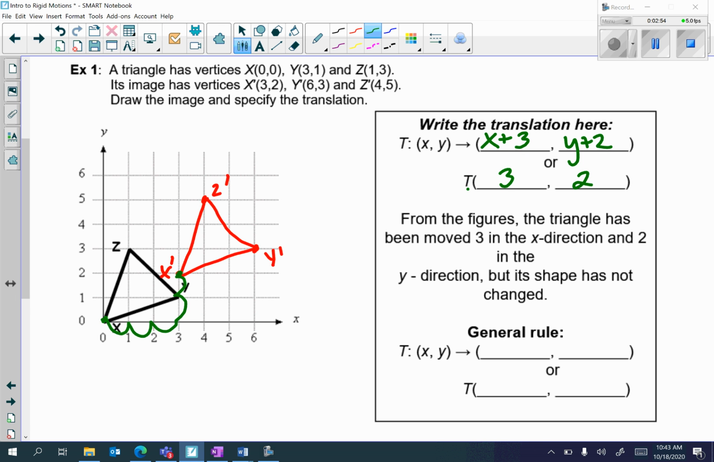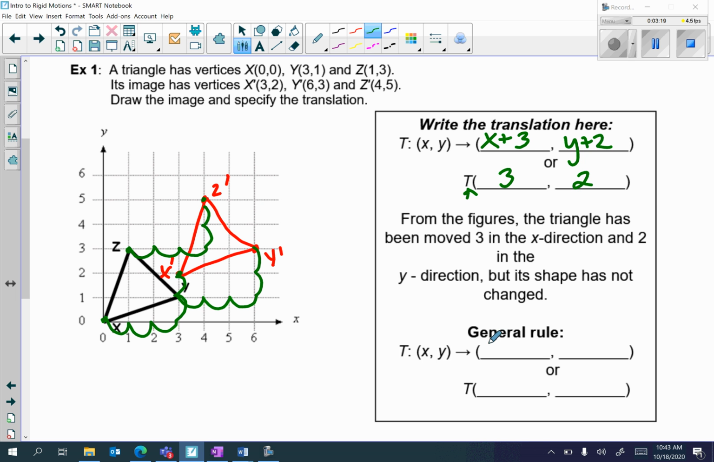Notice a T for translation. So the triangle has been moved 3 units in the x direction and 2 units in the y direction, but its shape has not changed. I could do the same thing and go from Z to Z prime. I went over 1, 2, 3, up 1, 2. Same for Y, over 1, 2, 3 to the right, up 1, 2.